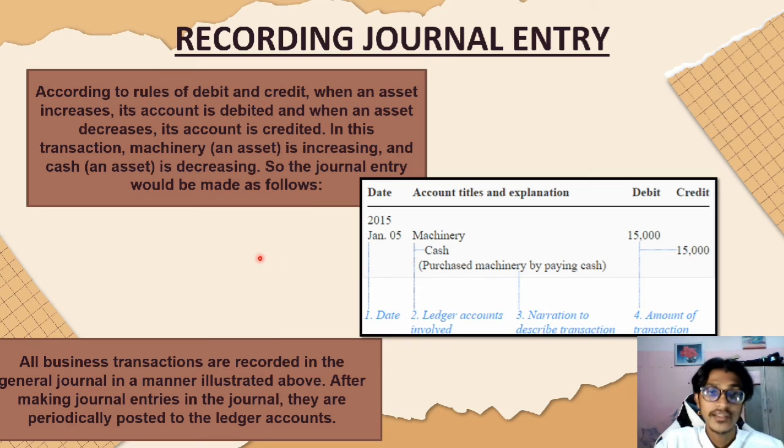All business transactions are recorded in the general journal in the manner illustrated above. After making journal entries in the journal, they are periodically posted to the ledger accounts.